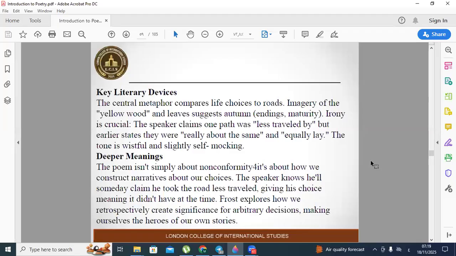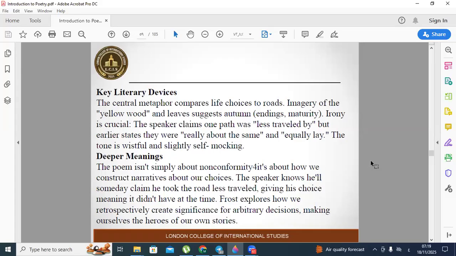So, deeper meanings. What does this poem really mean? It isn't simply about non-conformity or choosing the unique path. Instead, it's about how we construct narratives about our choices. The speaker will someday claim he took the road less traveled, giving his choice meaning and significance it didn't have at the time. In reality, the paths were about the same, and his choice was somewhat arbitrary.